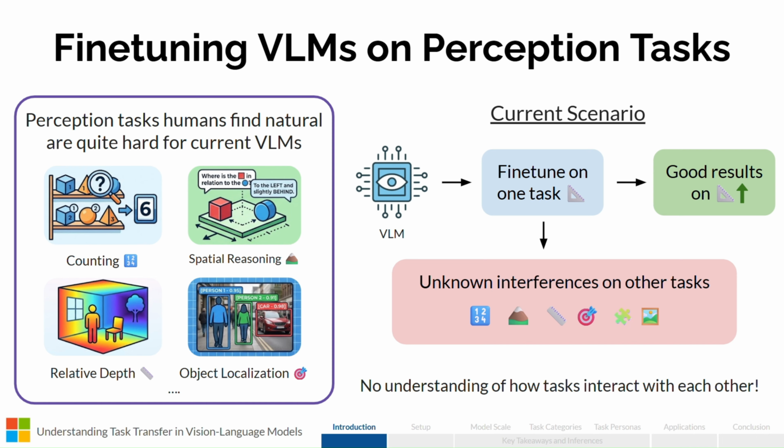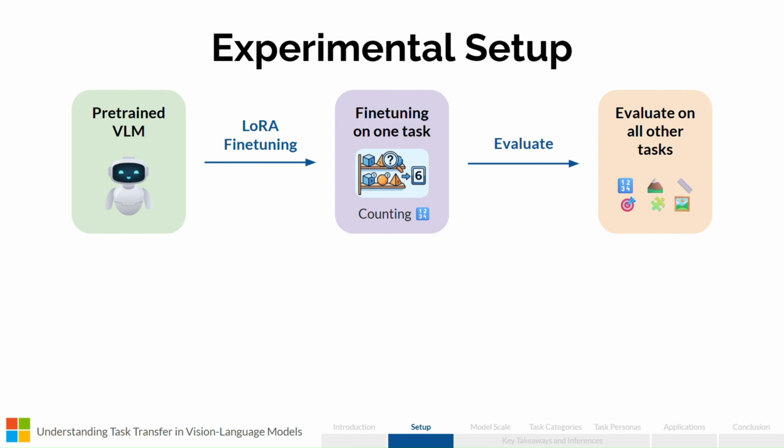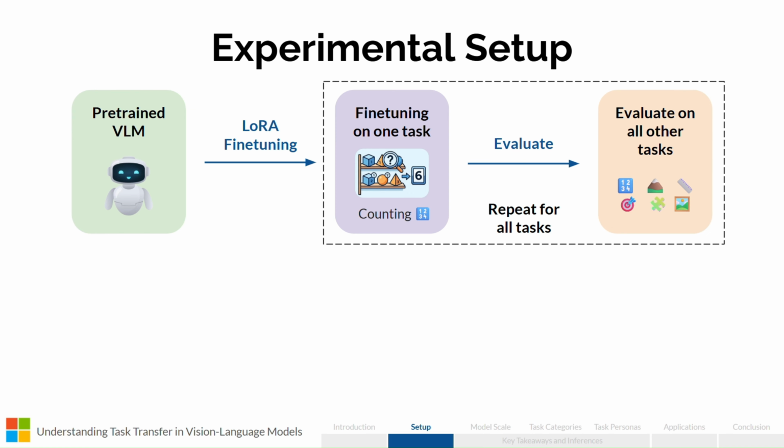In this paper, we aim to study this behavior. More precisely, we aim to figure out how fine-tuning on one perception task affects zero-shot performance on other perception tasks. For this setup, we use a pre-trained VLM and perform LoRA fine-tuning for a task. We then evaluate this fine-tuned model on all the tasks that we have. We then repeat this over all the tasks in our suite.